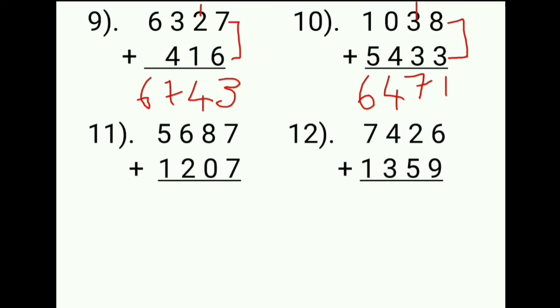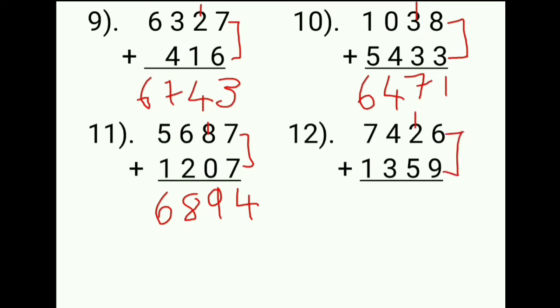11th sum. 7 plus 7 is equal to 14. So we will add 1 carry and 4 down. 8 plus 1 is 9. 6 plus 2 is equal to 8 and 5 plus 1 is equal to 6. So our answer is 6894.